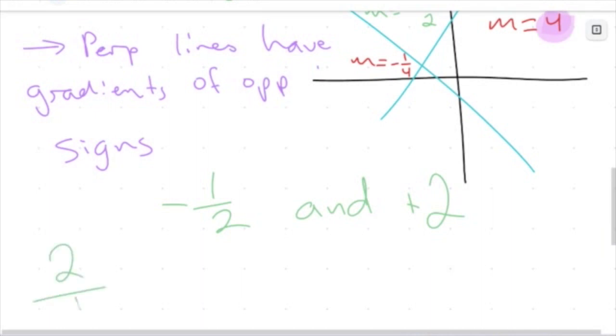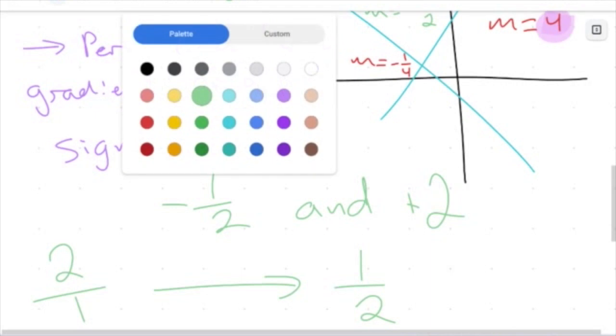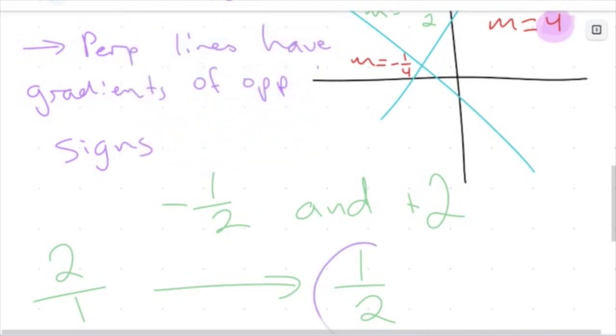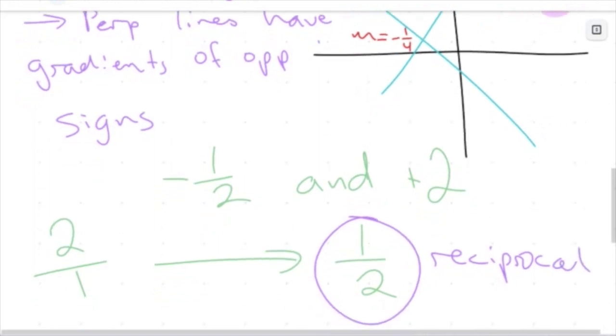So for example, 2 over 1, its reciprocal is going to be 1 over 2. Because 2 I can write as just 2 divided by 1. Any whole number I can just write as a fraction divided by 1. Now, this thing here is the reciprocal. That's what we call it when we flip this.